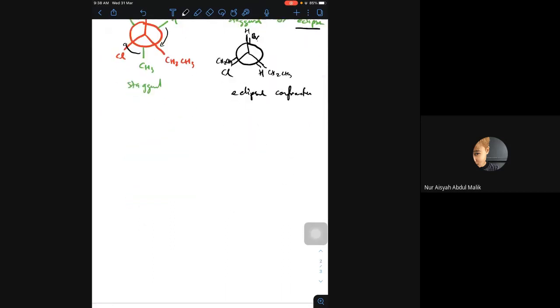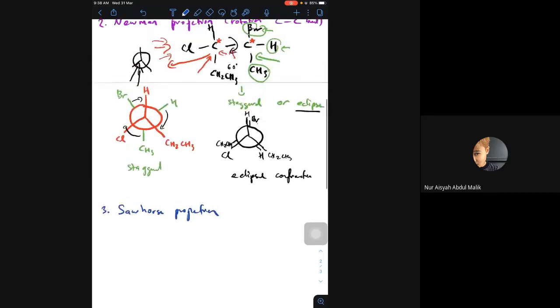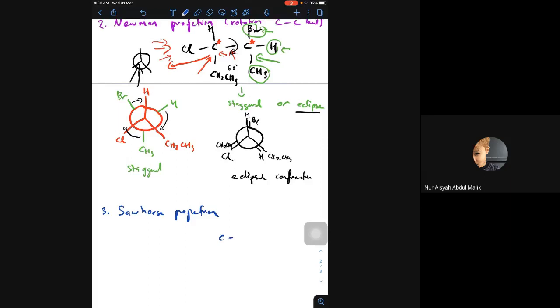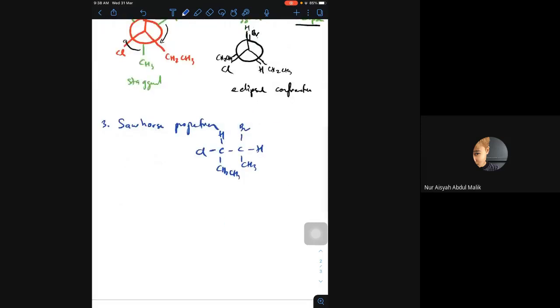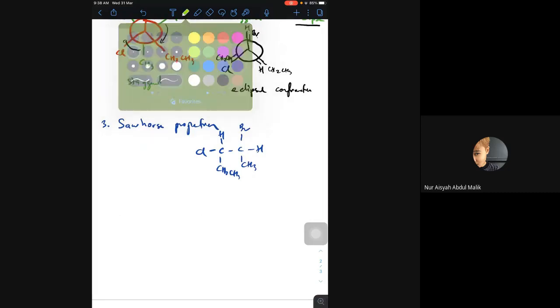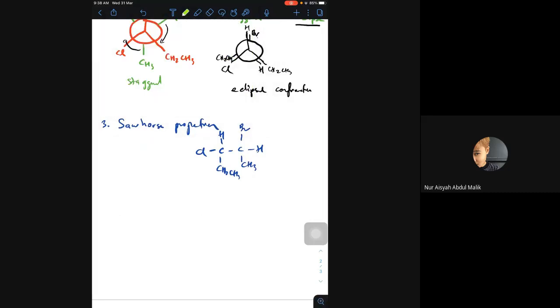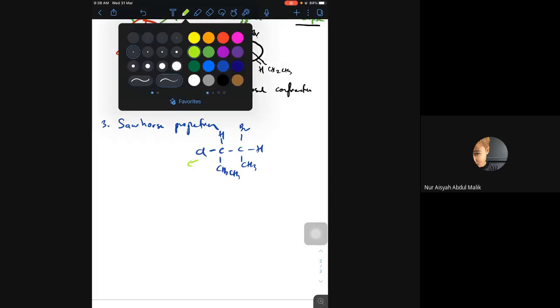Then the third one would be the Sawhorse projection. For the Sawhorse projection, I will use the same example, with Br, CH3, and then CH2CH3, chlorine, and hydrogen. With this same structure, we will convert it into a Sawhorse projection.